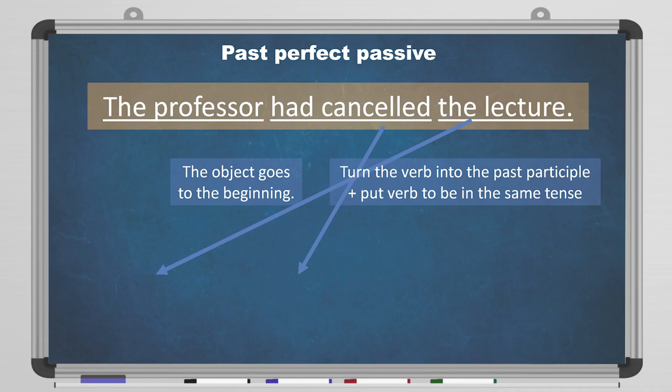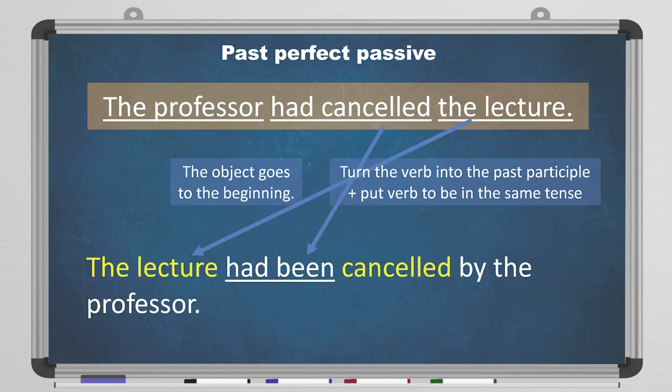Let's follow the steps. Bring the object at the beginning of the sentence, the lecture, and then choose a proper verb to be. I will let you guess that. And then turn the verb into the past participle. Let's take a look. The lecture had been cancelled by the professor. Now, it's important to mention the subject. That's why we added the subject at the end.